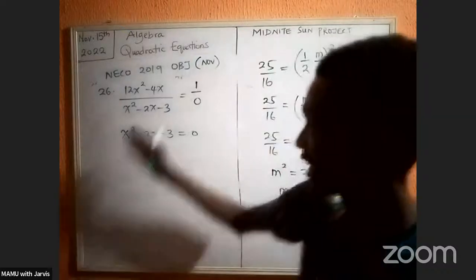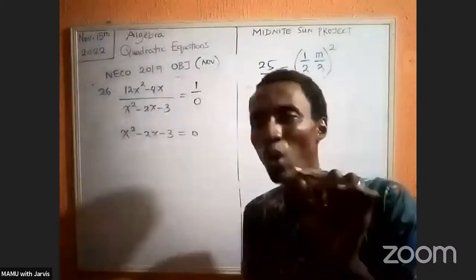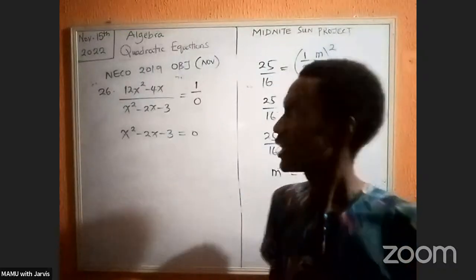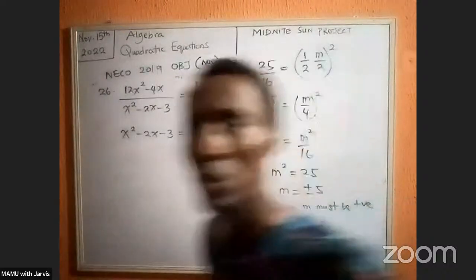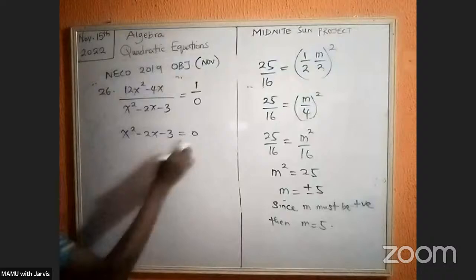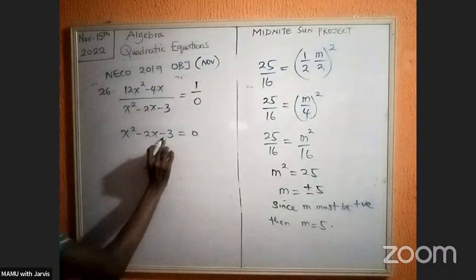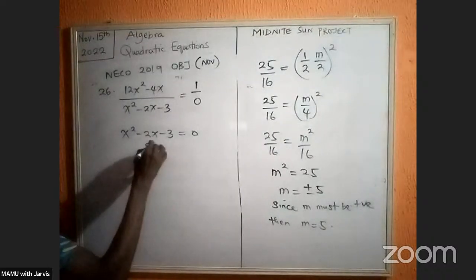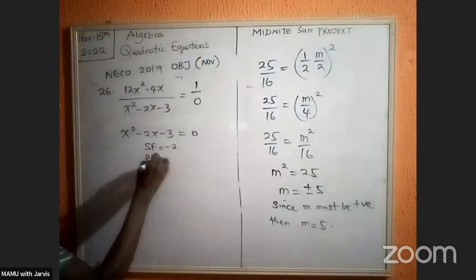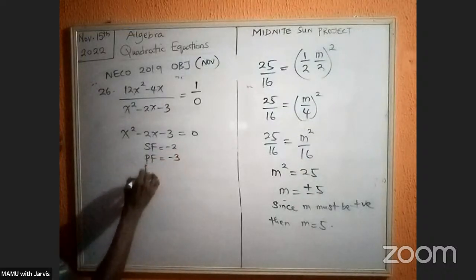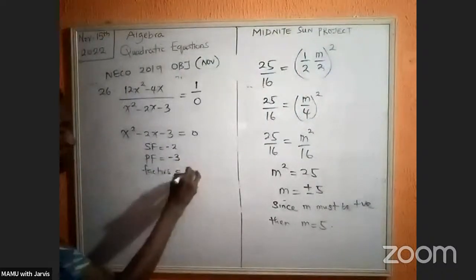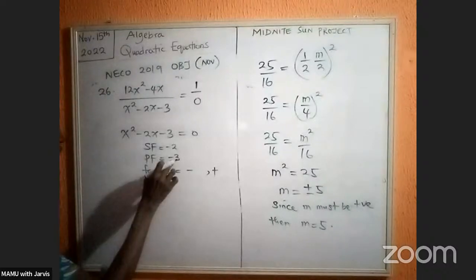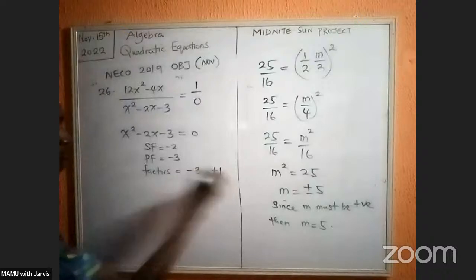When you're given an expression that is not defined, it simply means what? Equate the denominator to 0. Don't go into the trouble of trying to figure out what they're talking about. If you do that, the sum of the factors is -2, and the product of my factors will be -3. So what are the factors I'm going to consider? One has to be negative, one has to be positive. Because this is -3 and this is -2, I will consider -3 times 1.